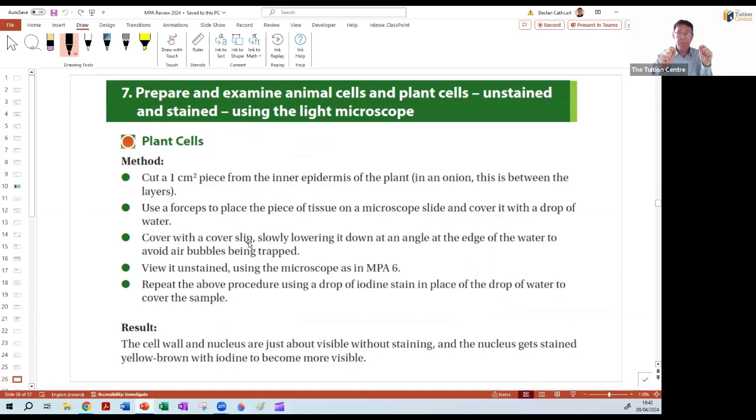That's really useful to us because it means that under the microscope, the light will go through the cells and we can see the cells really easily. Much more easily if it's stained with iodine and the nuclei are stained.